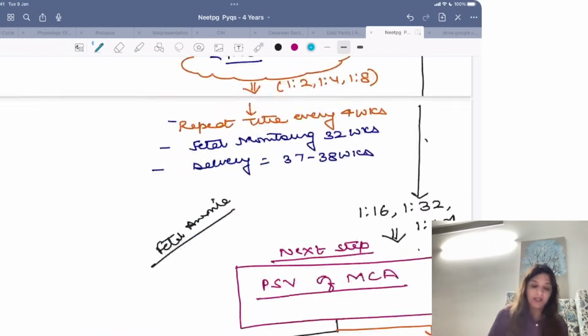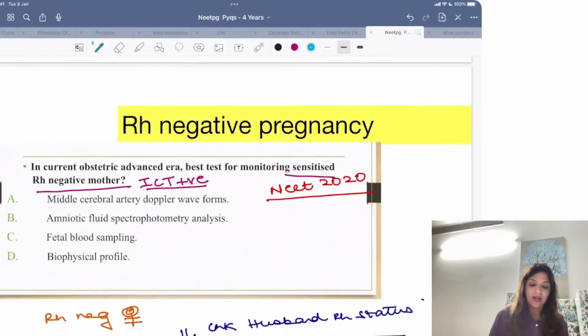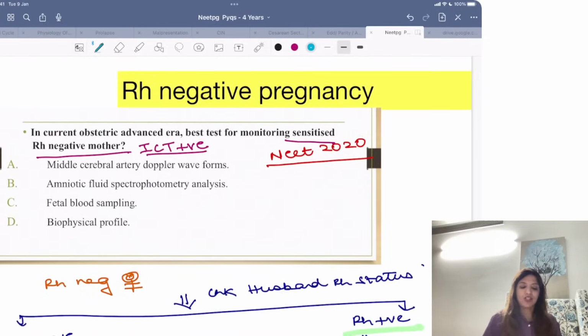Clear? So in this question, they are saying that indirect Coombs test is positive. So if indirect Coombs test is positive, what should I do? I should go for middle cerebral artery Doppler waveform. Clear to all of you?